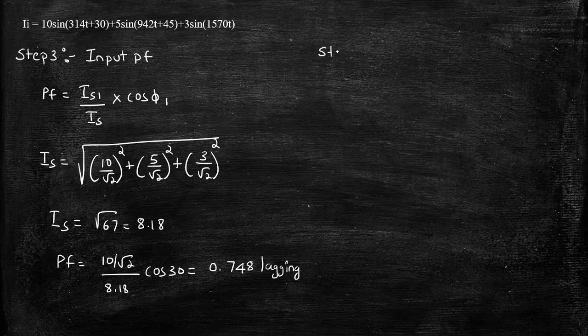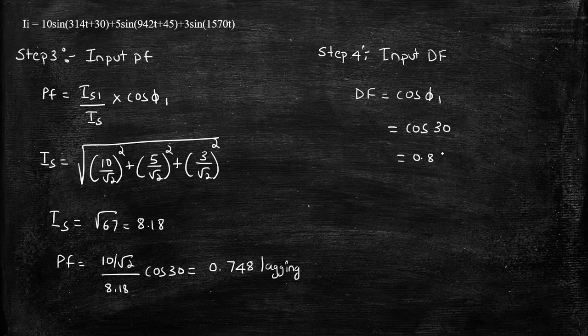Step 4 is to find the value of the input displacement factor. The displacement factor is given as cos phi1. We know the value of phi1, so cos 30 gives us 0.866. This is the input displacement factor value.